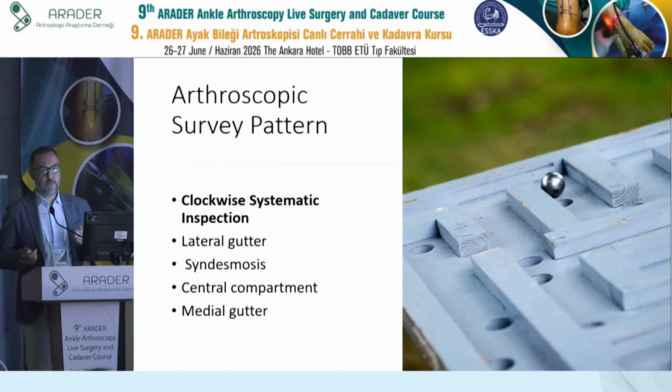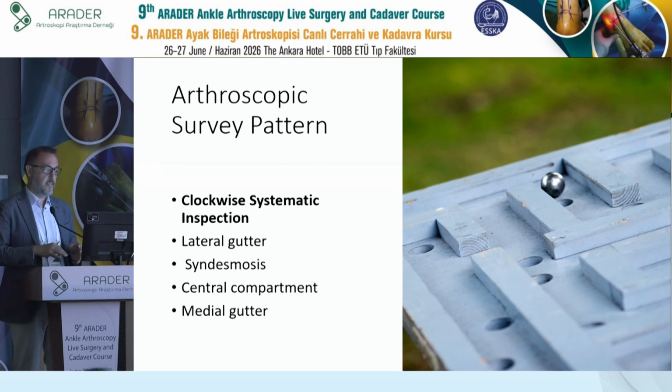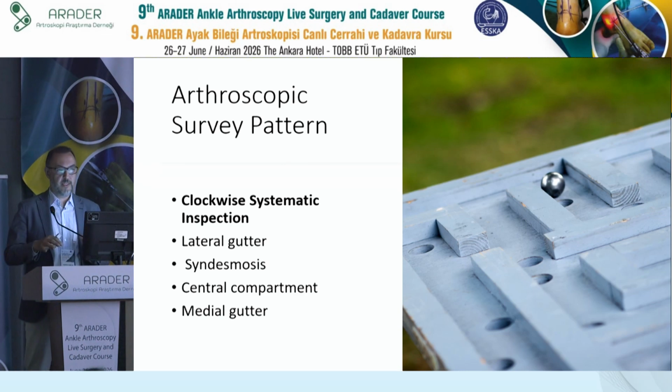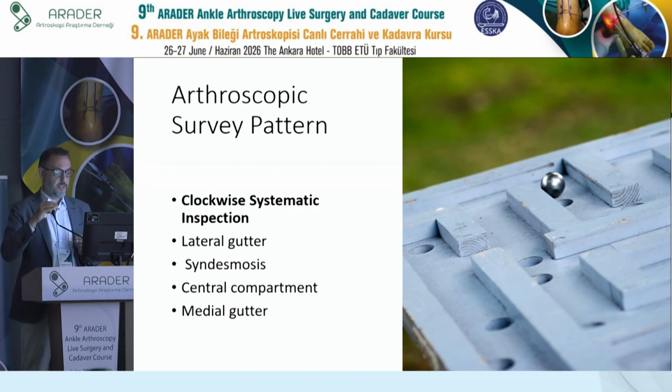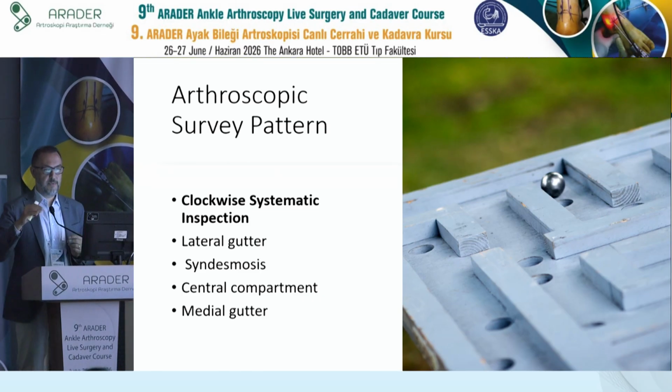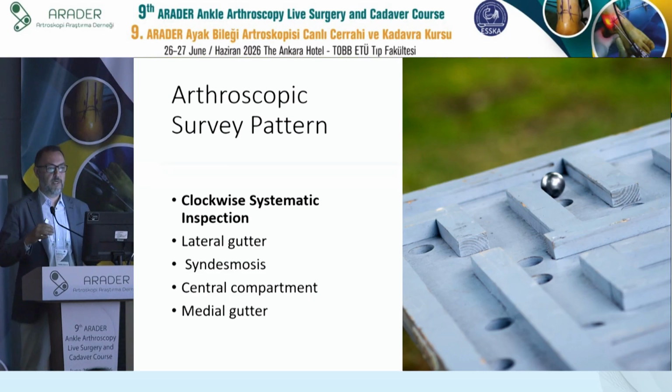It's much easier when you have a systematic inspection. You can start from the lateral gutter, then check the syndesmosis, central compartment, and medial gutter. It's much easier when you have systematic checking points like that.